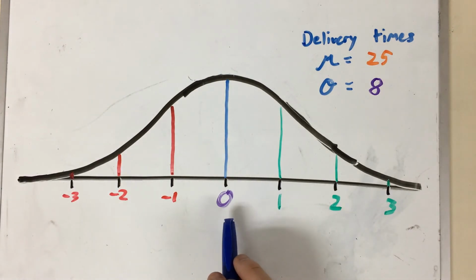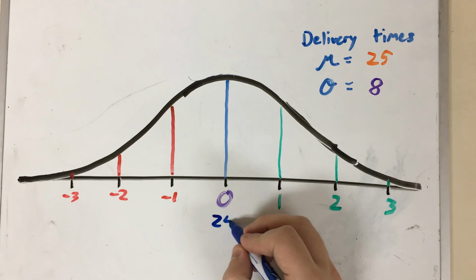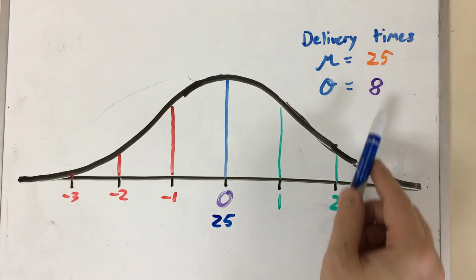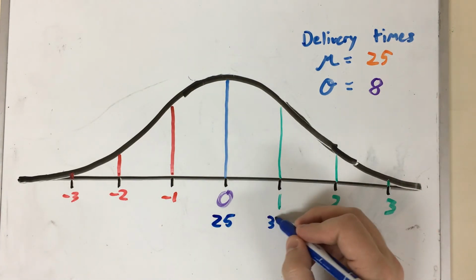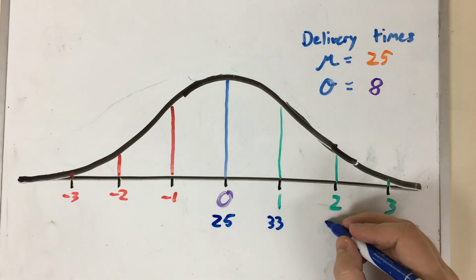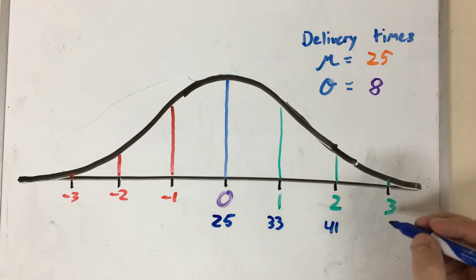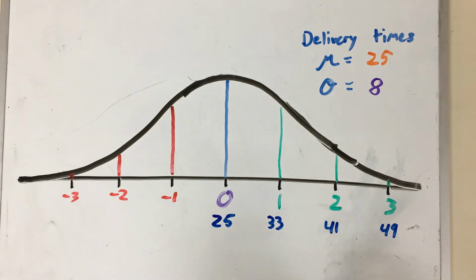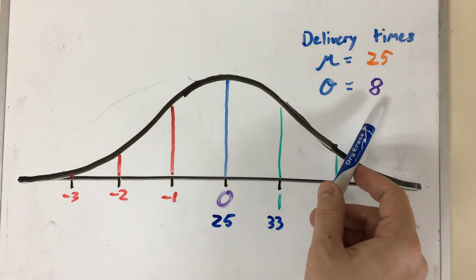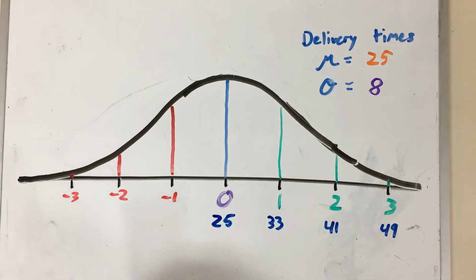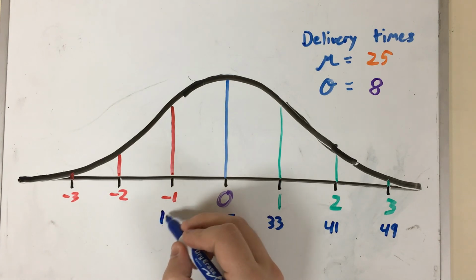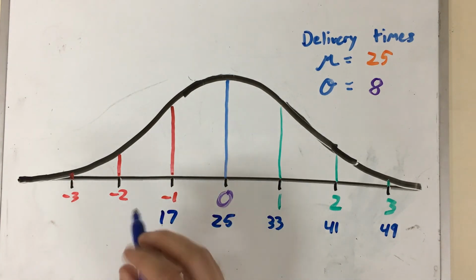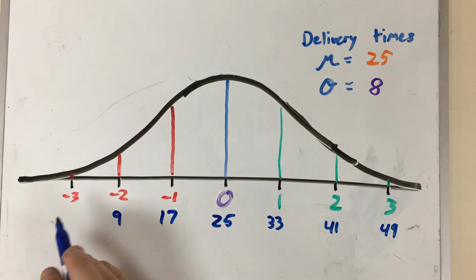I'm going to start by filling in my mean right down here. That is 25. And as I go right, I'm going to keep adding 8. So 25 plus 8 is 33. 33 plus 8 is 41. 41 plus 8 is 49. And I would keep adding 8 if I had to keep going right to 4 or more standard deviations. As I go left into the negative side of the standard deviations, I need to subtract 8 from my mean every time I want to go deeper into the negative. So 25 minus 8 is 17. 17 minus 8 is 9. And 9 minus 8 is 1.